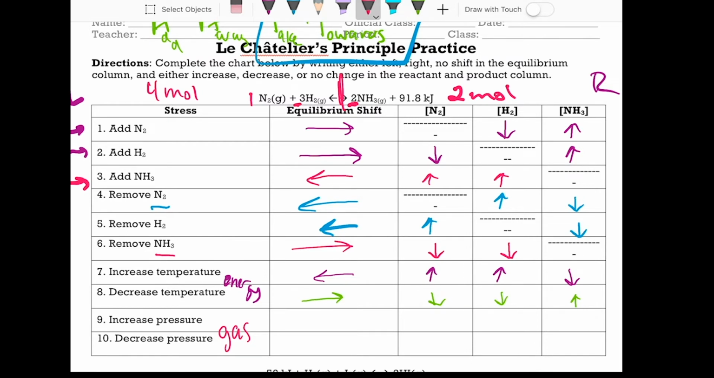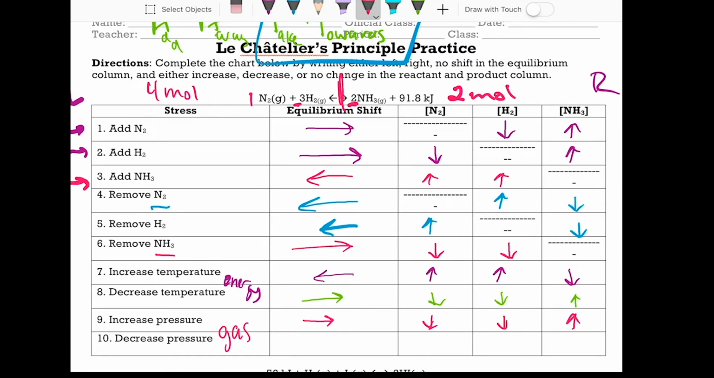Now, if you increase pressure, you want to go to the side with the least number of moles. The side with the least number of moles is the right side. So that means we're going to move towards the right side. And again, if you're moving towards the right, you're using your N2 and H2, and you're making NH3.